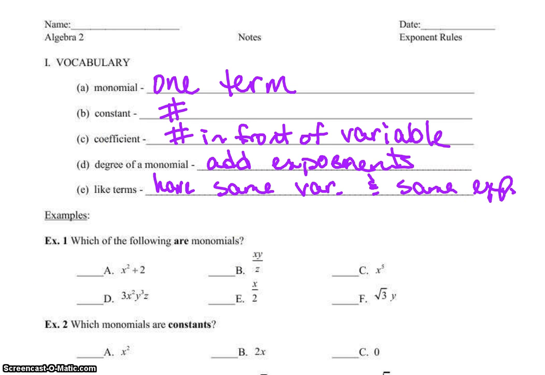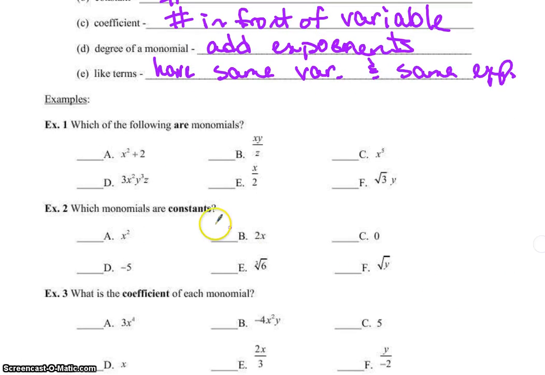So which of the following are monomials? This is not because of the plus. This one is. This one is. This one is. A monomial cannot have a fraction or a negative exponent. So this is not.